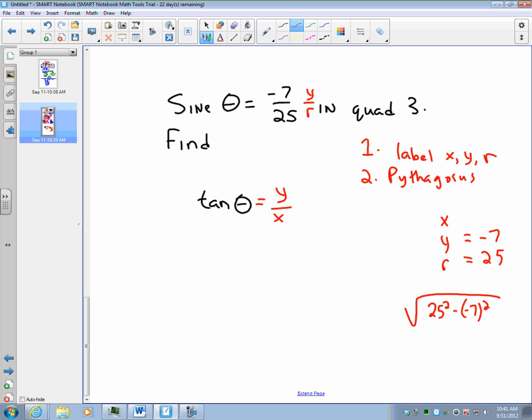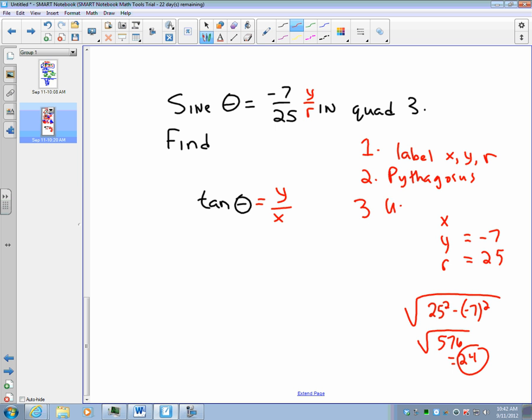25 squared is 625. Subtract 49 is 576. And I get 24. Okay? Is that okay? But again, we don't know whether this 24 is positive or negative. So you do that thing where you put the positive and negative sign beside it. It's okay to just leave it as 24 and just recognize that I need a third step, right?